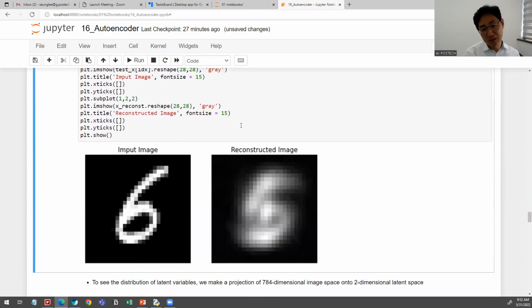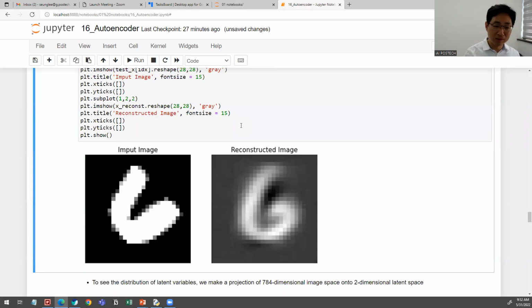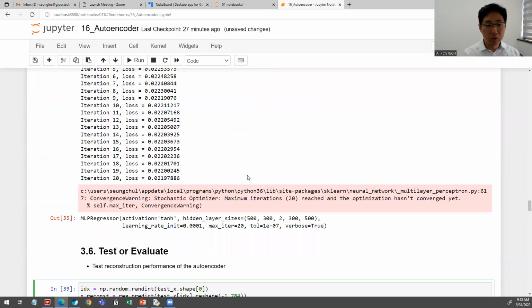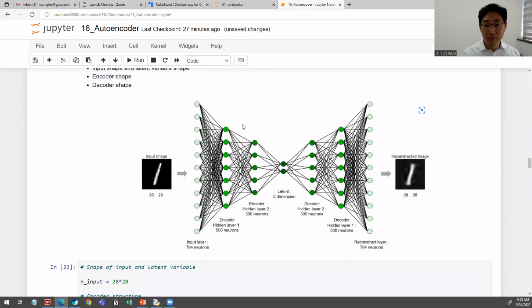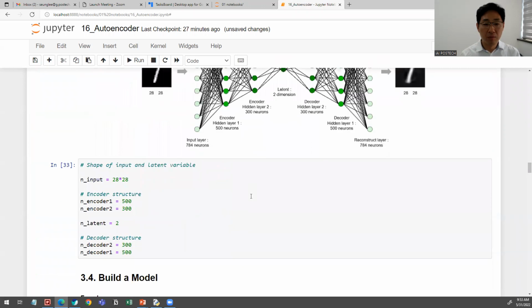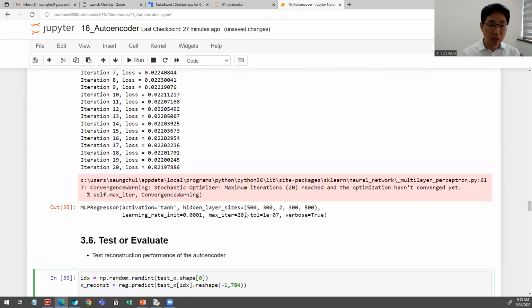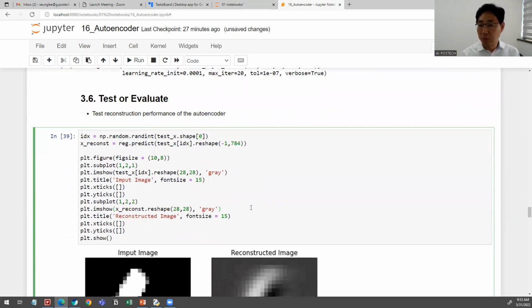And another one, 6. This one, 1, is not good. This is the original input and the reconstructed 1. Probably you have to increase the quality of the reconstructed image. You probably have to increase the number of iterations and do fine tuning of parameters. You may also have to change the structure, increase the number of layers, and for each layer increase the number of neurons, things like that. You have to try. But since this is a demo, accuracy or performance is not the main concern for me.